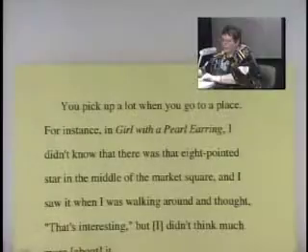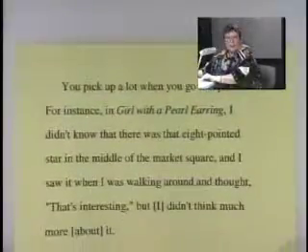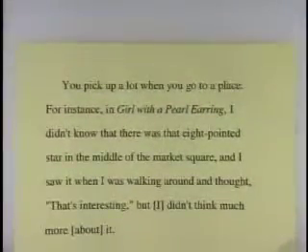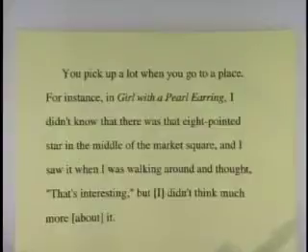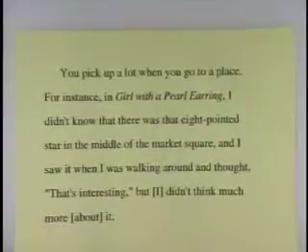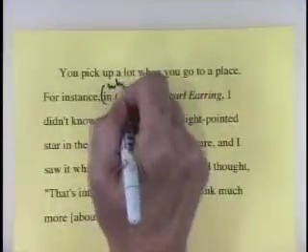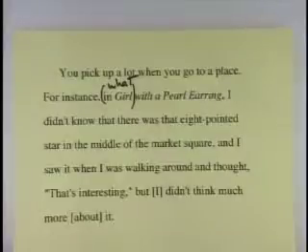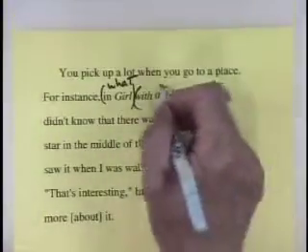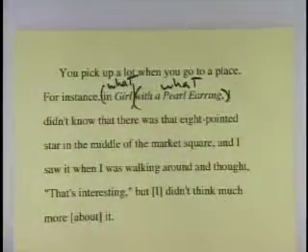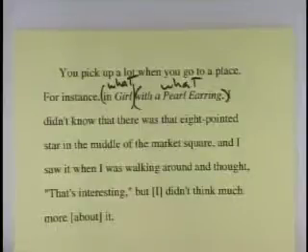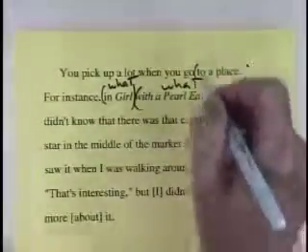You pick up a lot when you go to a place, for instance, in Girl with a Pearl Earring. I didn't know that there was that 8-pointed star in the middle of the market square, and I saw it when I was walking around and thought, that's interesting, but I didn't think much more about it. Yvonne, what do you see? In Girl, and that answers, in what? Because we're talking about the title of a painting. What else do you see? With a pearl earring, and that answers, with what? And then back yourself up to the top line. For instance is going to be a logical connective as it turns out. But there's still one that you missed in the top line. You pick up a lot when you go to a place. To a place is going to answer what?